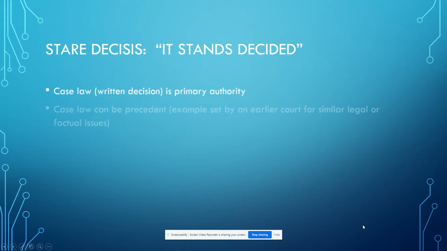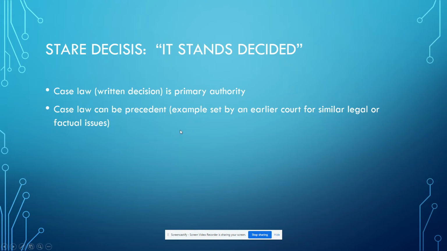Okay, stare decisis. So we have case law, it's a written decision, it's primary authority, and case law can be what we call precedent, which is binding on future cases, an example by an earlier court. So it's said once, and then it's decided once, and then they say it stands decided.